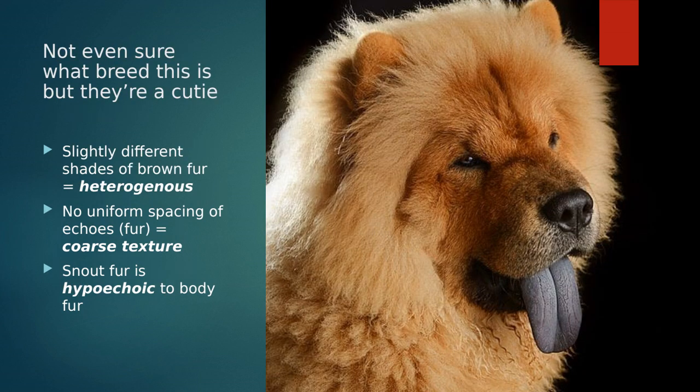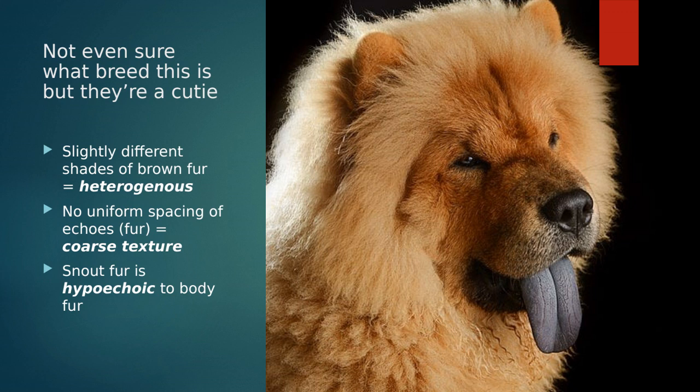Next, we have this big guy. This is kind of like looking like a lion over here. He has slightly different shades of brown fur. If you look at his snout fur versus the fur color around his eyes versus his mane fur color versus his ear fur color, they're all slightly different from each other, right? So they're not the same shade of quote unquote gray. So he's going to be considered heterogeneous.